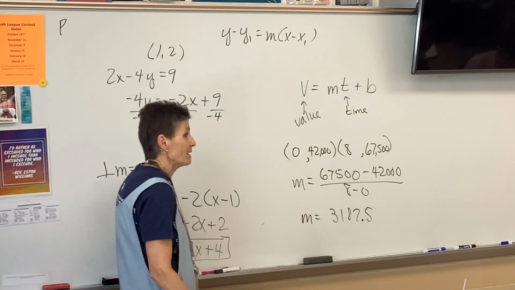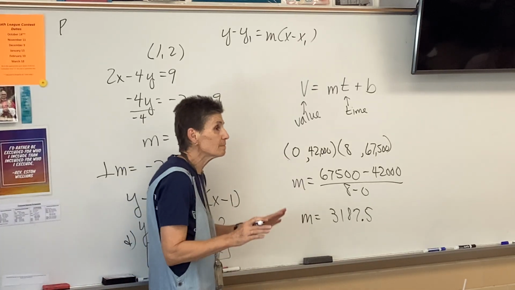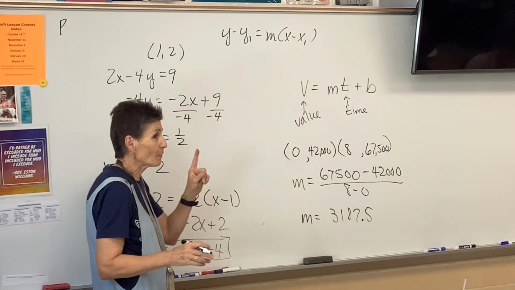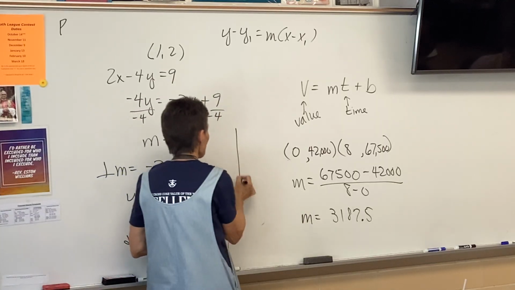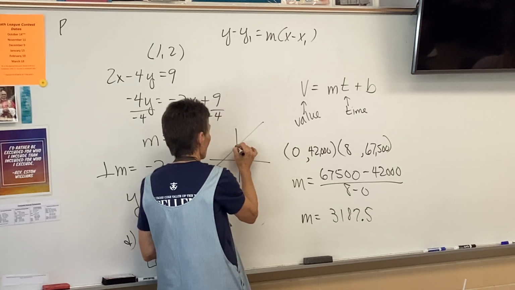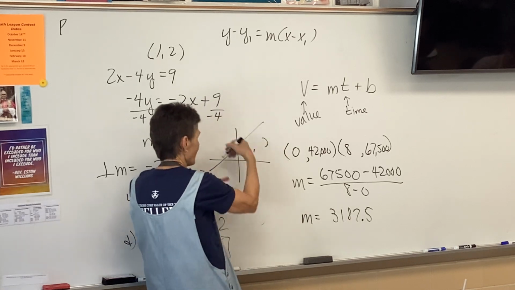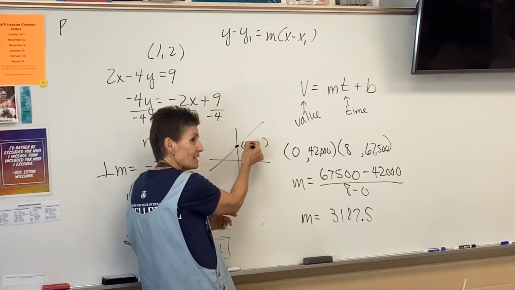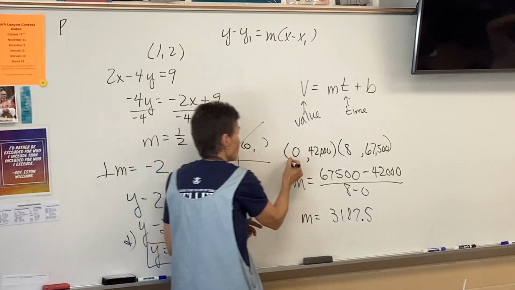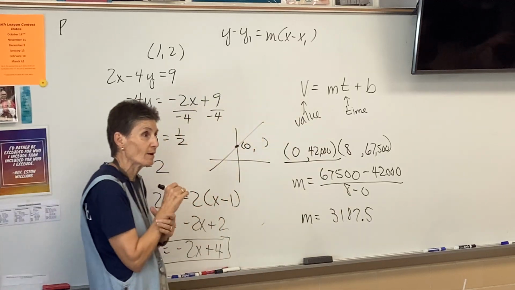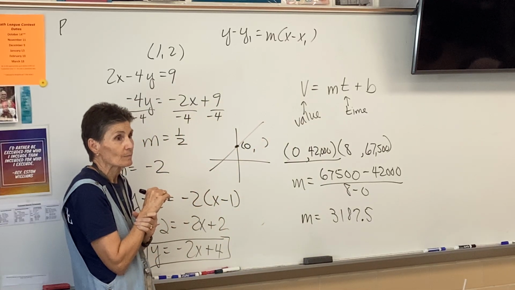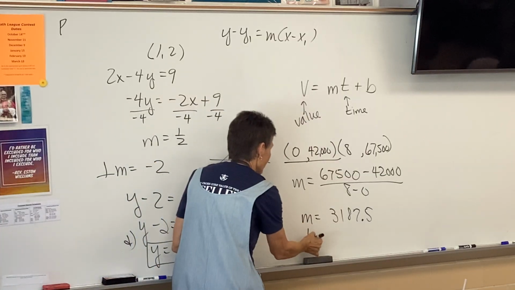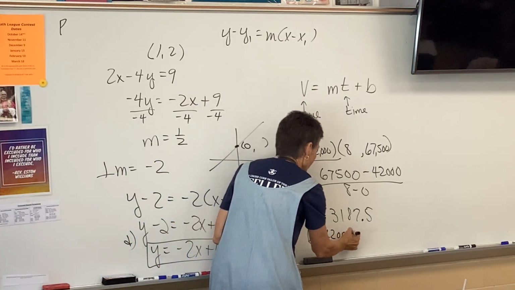What about B? How am I gonna find B? Well, could we write an equation and figure it out? You don't actually need to in this case. Think about your y-intercept. I know that the x has to be 0. And don't I have a point already where x is 0? So M is this, and B is 42,000.